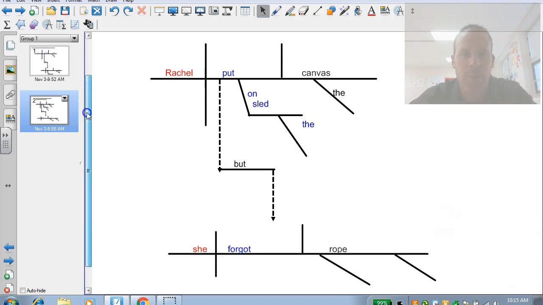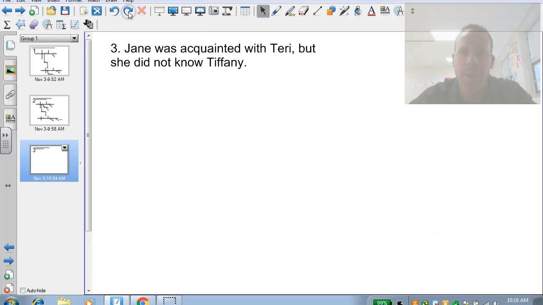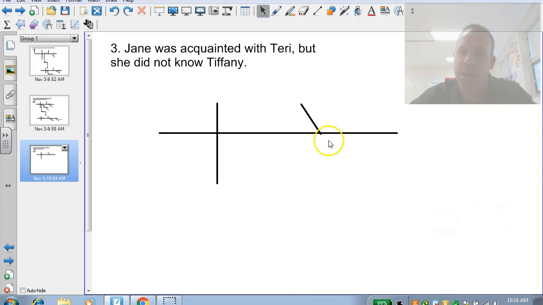And then here's part of my bottom part. She forgot rope, because she forgot, action verb forgot, and then rope. And then we just have to make it the necessary rope. And the and necessary would both describe rope. Now I wanted to include number 3 because number 3 has a linking verb. And so we have to remember, since we have a linking verb, we have a slash line. Okay, we don't put the straight line because we're going to have a predicate adjective in this case.